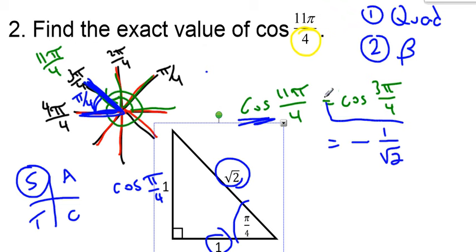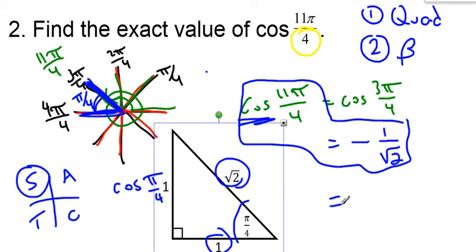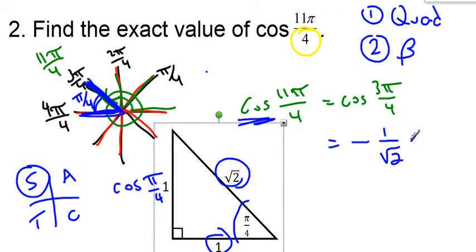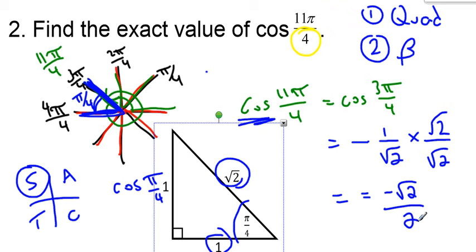Now, that's a fine answer. It's correct, but it's not communicated properly. We want to rationalize that denominator because, hey, that's what we do. So we're not allowed to have root 2 in the denominator. So I'm going to multiply by the number 1, but it's this version of the number 1. And that's going to give me negative root 2 over root 4, or 2. So that's the answer that I'm looking for, cosine 11 pi over 4. So every question like this involves the quadrant and the related acute angle.